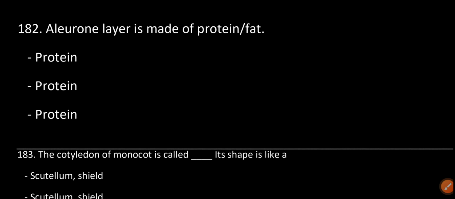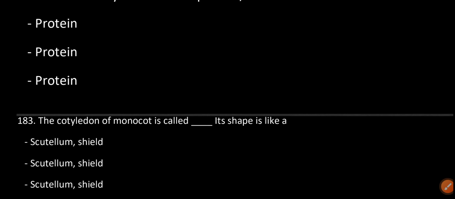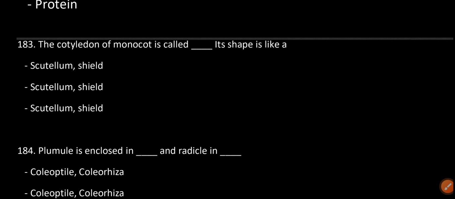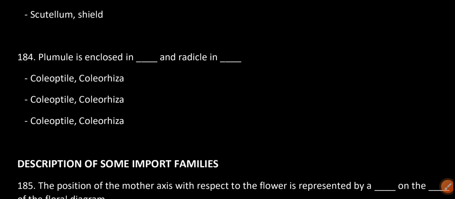Protein. The cotyledon of a monocot is called dash. Its shape is like a shield: scutellum. Plumule is enclosed in dash and radicle in dash: coleoptile and coleorhiza.